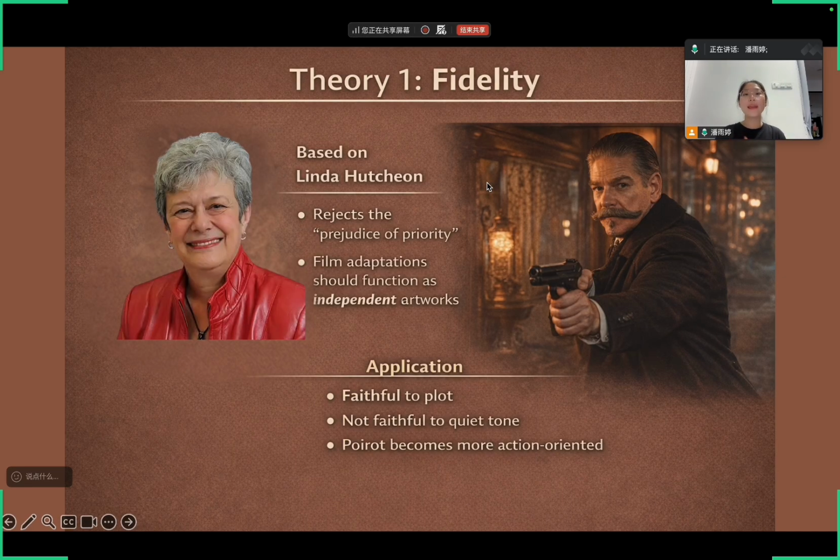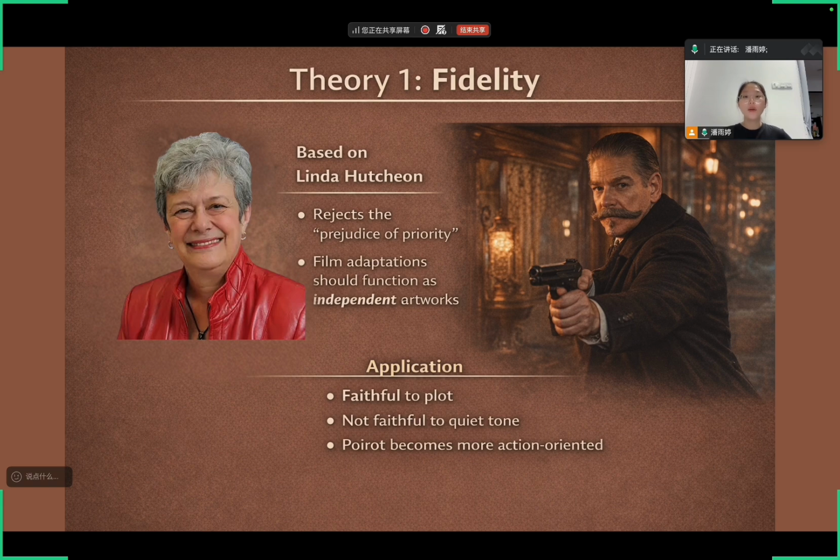Before analyzing my examples, I will briefly introduce two principles. The first one is fidelity, which is central to Linda Hutcheon's theory of adaptation. Hutcheon challenges the idea that a good film adaptation must strictly follow the original book. She calls this the prejudice of priority, where the novel is seen as superior and the film as a secondary one. Instead, she argues that a film should function as an independent work of art.